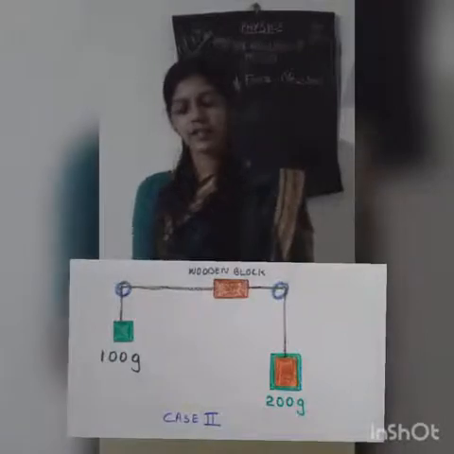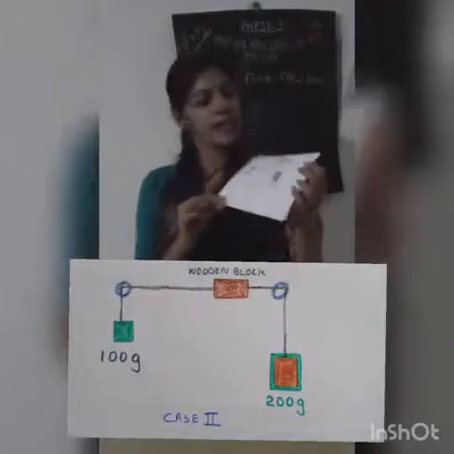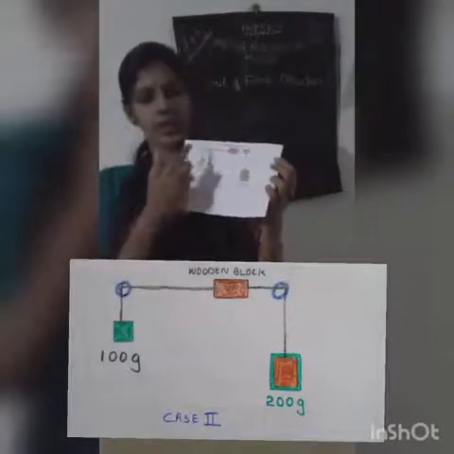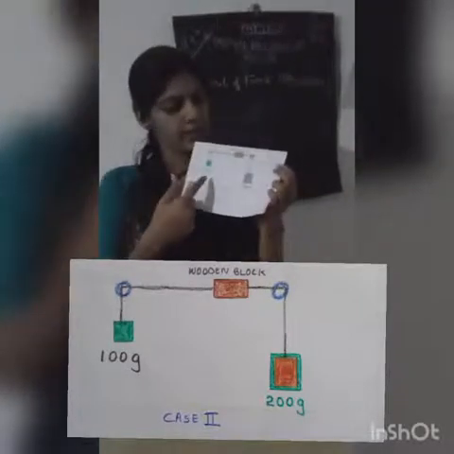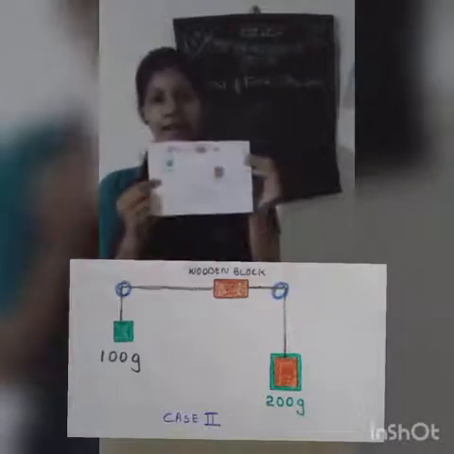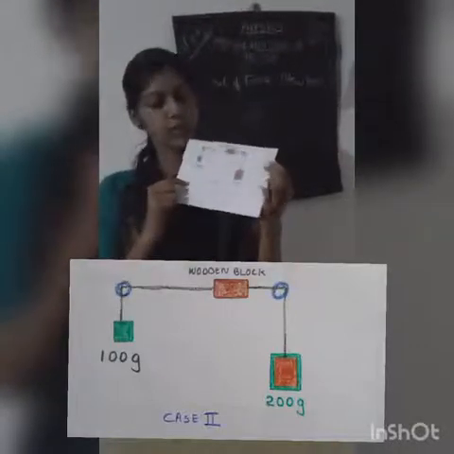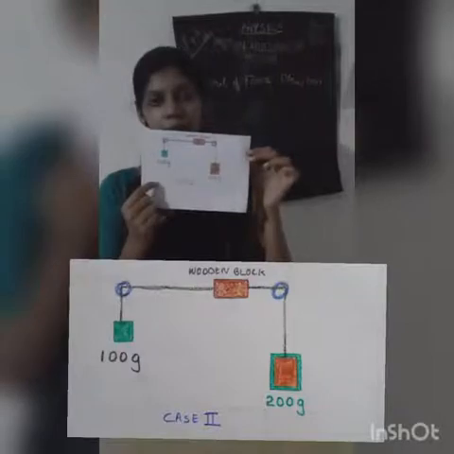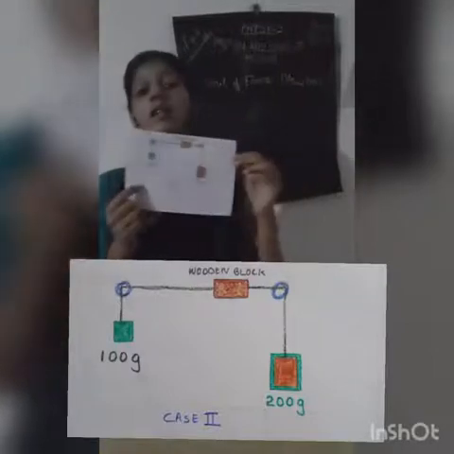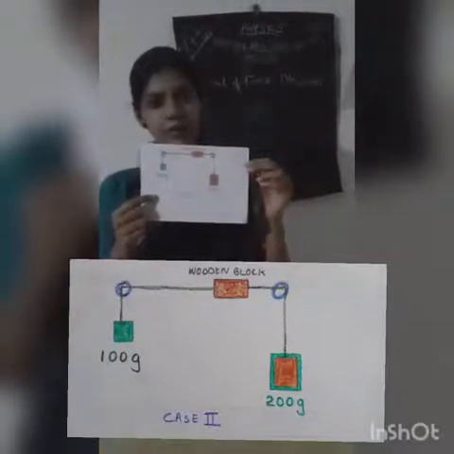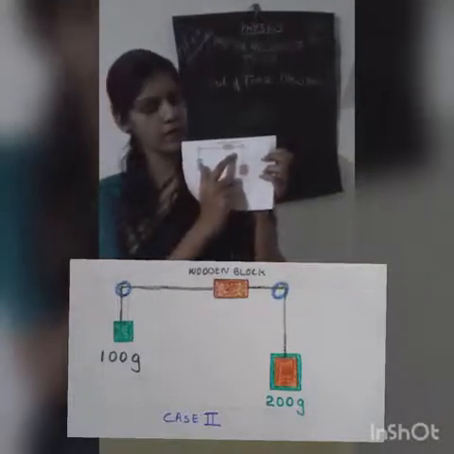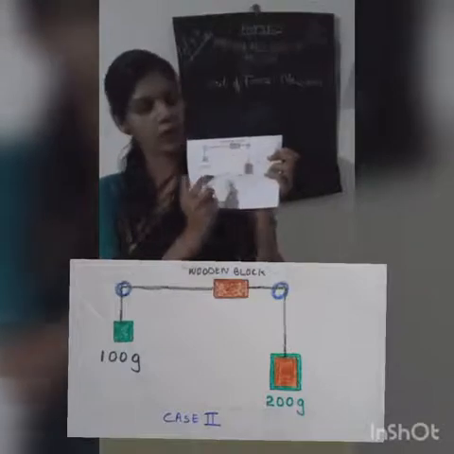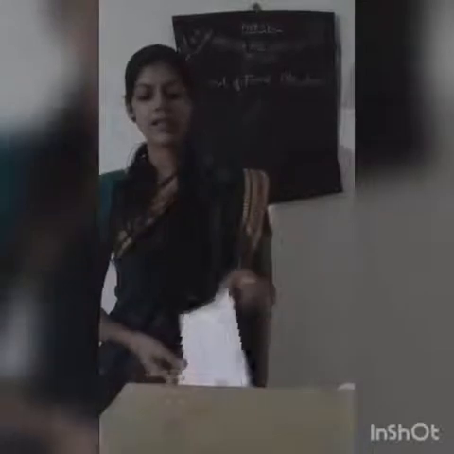Then I will show another picture. This is case 2. In this, the wooden block is attached to two pulleys, but the two pulleys contain different weights. One of the pulleys contains 100 gram and the other pulley contains 200 gram of weight. So see the difference. Here the wooden block moves towards this pulley. So this is case 1 and this is case 2.